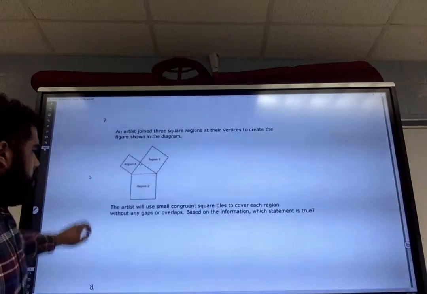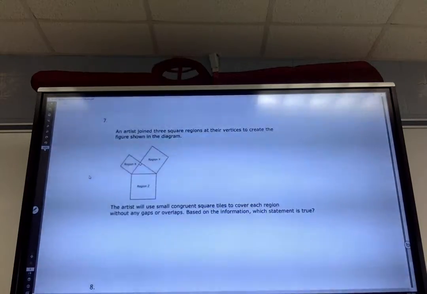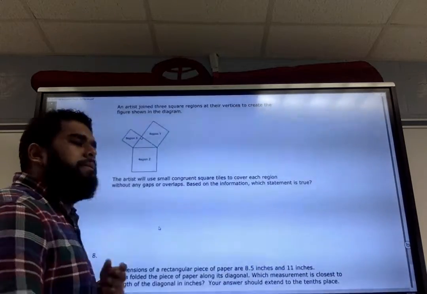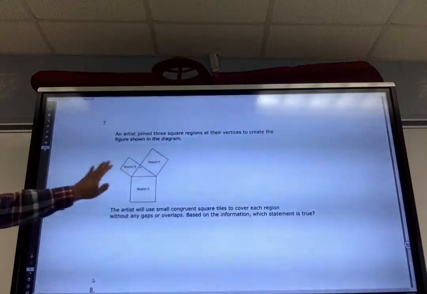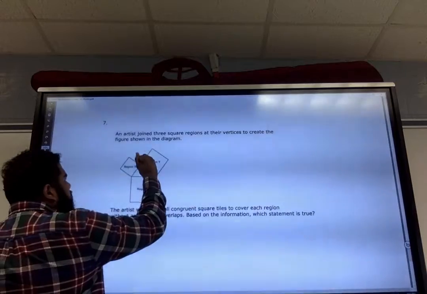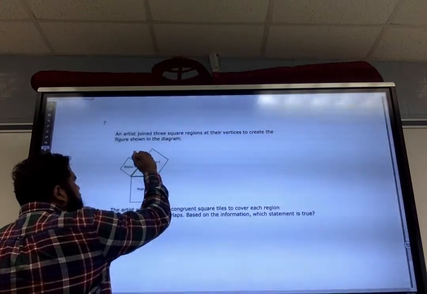Question number 7. An artist draws 3 square regions at their vertices to create the figures shown in the diagram. Based on the information, which statement is true? I know that there are no statements here, but let me explain. What we want you to take away is to look at what shape is in the middle of these squares. It is a right triangle.